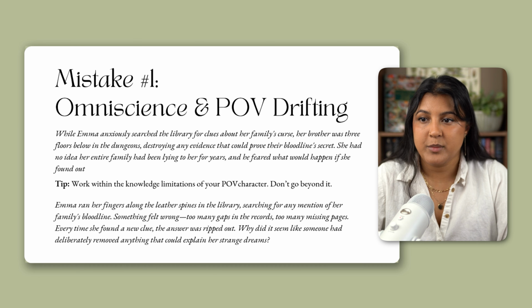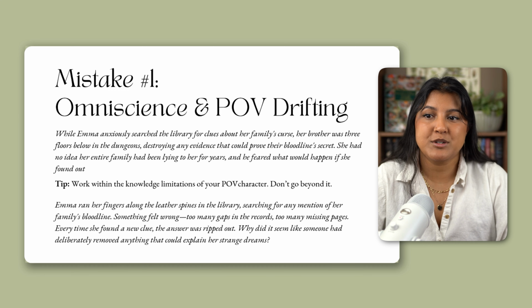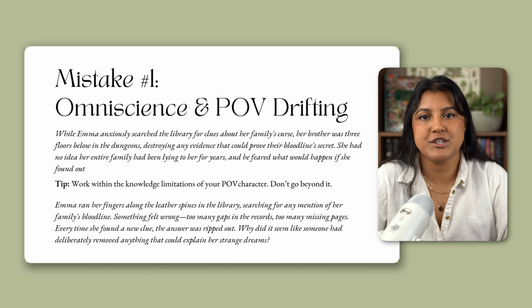Something felt wrong. Too many gaps in the records, too many missing pages. Every time she found a new clue, the answer was ripped out. Why did it seem like someone had deliberately removed anything that could explain her strange dreams? The second version keeps us firmly in Emma's perspective and her growing suspicions without revealing information that she couldn't know.